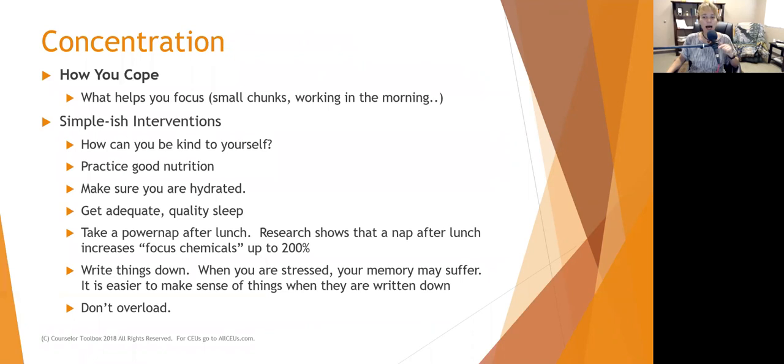Research shows that a nap after lunch for anywhere from 10 to 20 minutes, no longer than 20 minutes, increases focus chemicals like norepinephrine up to 200%. I thought that was interesting. Write things down when you're stressed, because your memory is often going to suffer during a trauma or under any kind of stress. And don't overload.